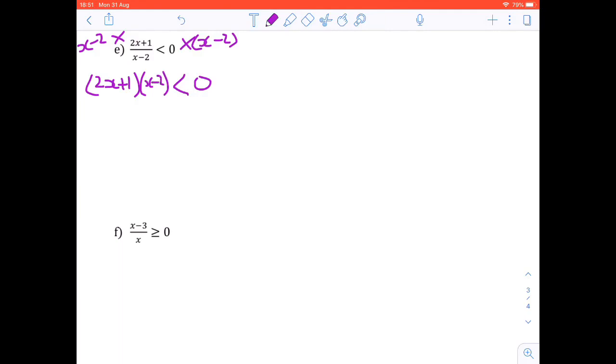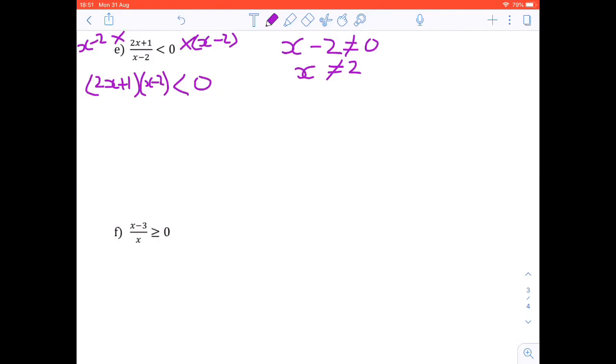But there's something important you also need to note here, is that because it's a fraction, we don't want a 0 in the denominator. So we have a restriction. So x minus 2 cannot be equal to 0. So x cannot be equal to 2. Because if x equaled 2, the denominator would be 0. So we need to keep this restriction in mind.